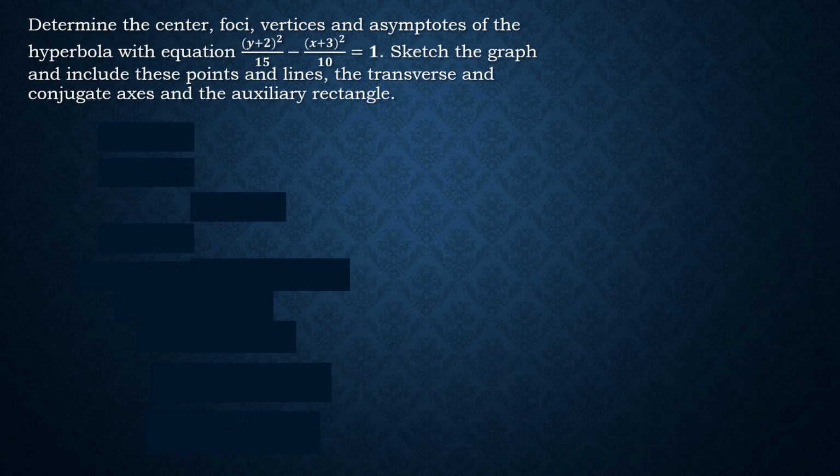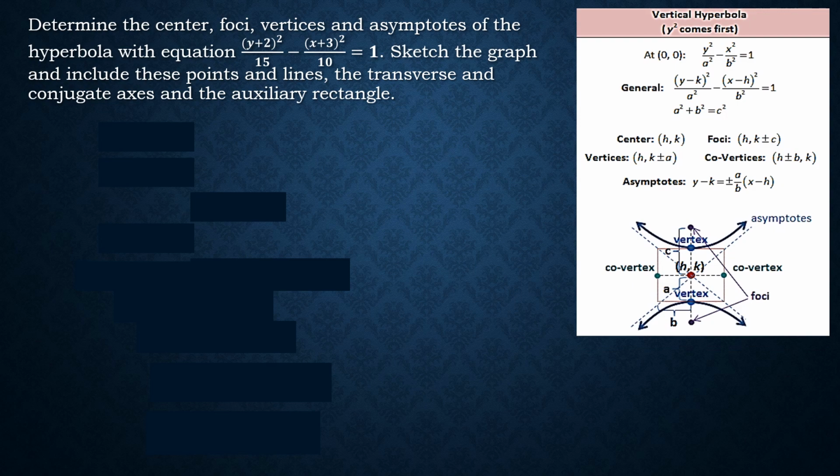Another equation with the same problem, we have the quantity y plus 2 squared over 15 minus the quantity x plus 3 squared over 10 equals 1. Now we are going to identify what type of hyperbola this is. As you can see, the term that is positive and squared is the y variable, and that comes first. Therefore, we can say that this is a vertical hyperbola.